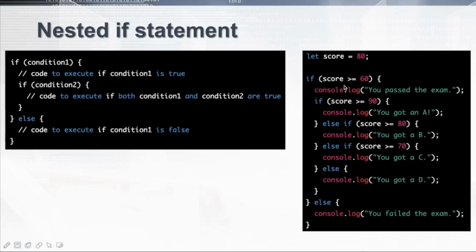So that means if you run this code, if your score is greater than or equal to 60, you are going to get two messages on the screen. First, you will see a message that says you passed the exam. Then next, you will see a message with your grade. So it will tell you if it's an A, B, C, or D.